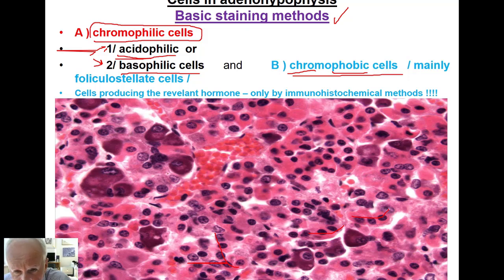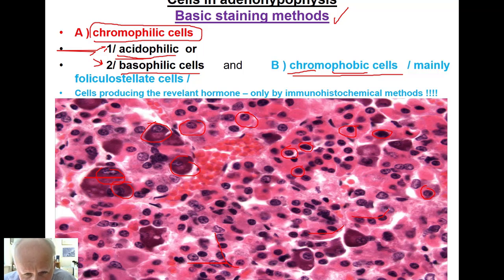As you see, the cells with this nicely eosinophilic cytoplasm are chromophilic cells, yes, and acidophilic in this moment. In number, they are also dominant in adenohypophysis. About 40 to 50% are occupying chromophilic and acidophilic cells. Lower number are basophilic cells, as you see with this dark cytoplasm, basophilic cells, yes.